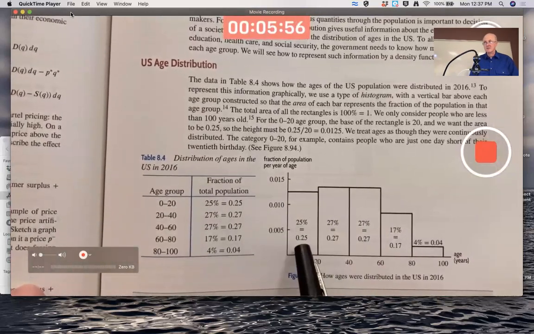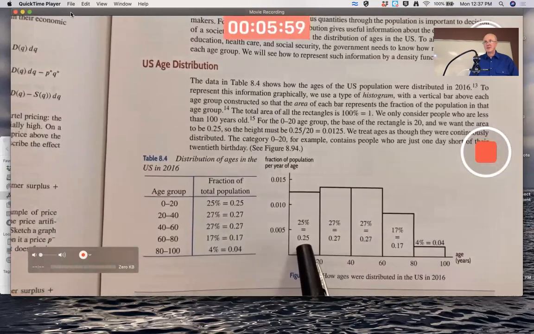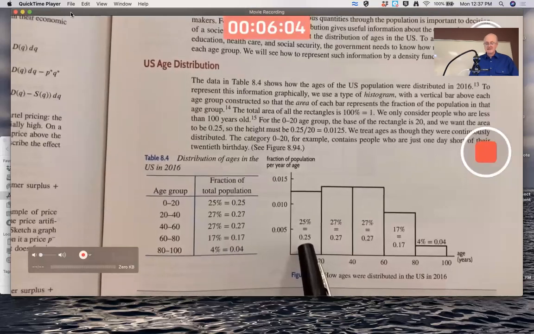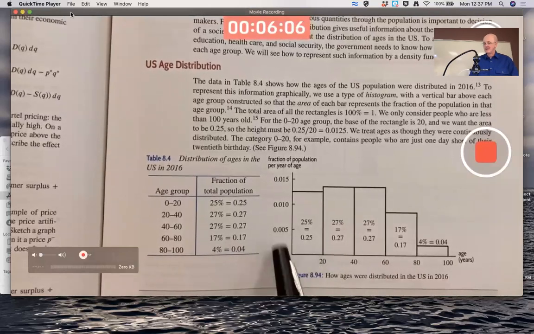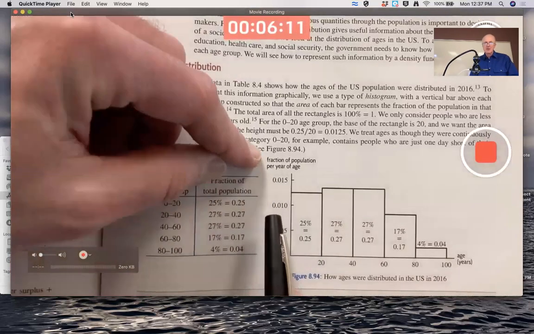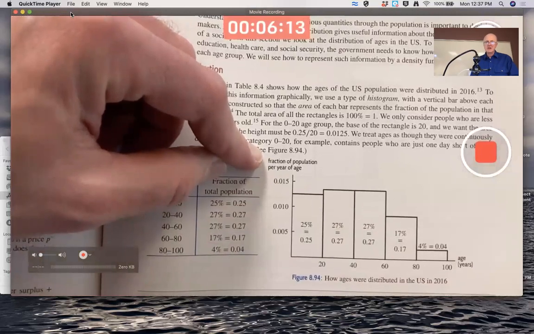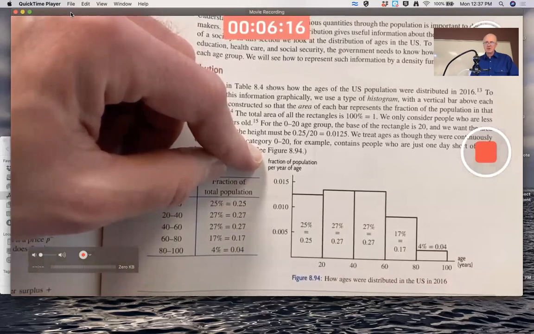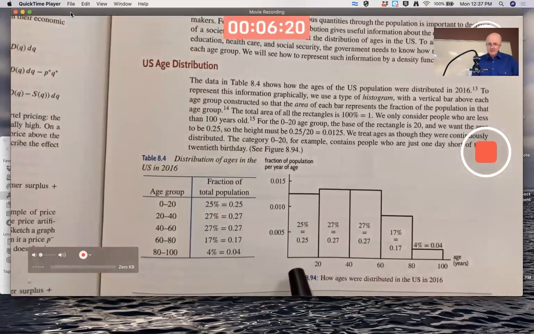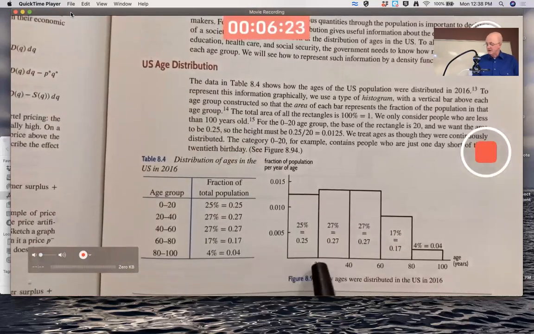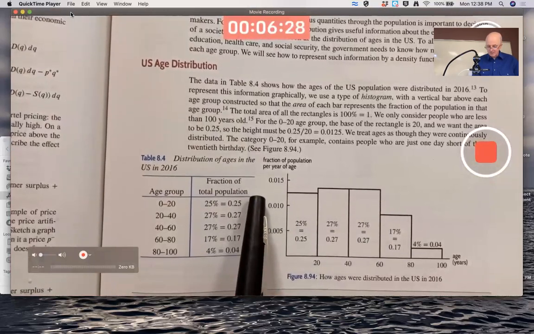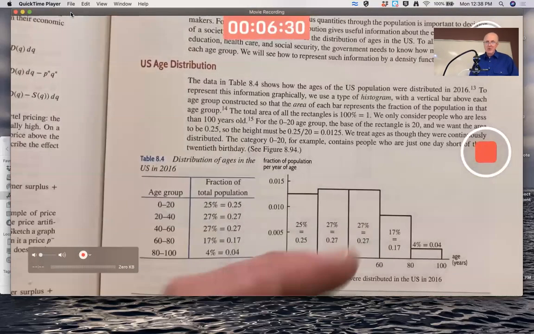That's very important to realize as you read this chapter and think about this and do problems and try to understand what's going on here. It's the area that gives you the percentage, not the height. The height, notice this vertical axis is labeled in kind of a strange way. It says fraction of population per year of age. That's a strange label. What does it mean? It means, for example, for those people that are between 0 and 20 years old, well, the height of that bar is halfway between 0.01 and 0.015. It would be 0.0125.